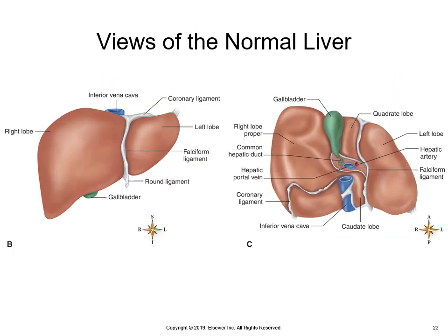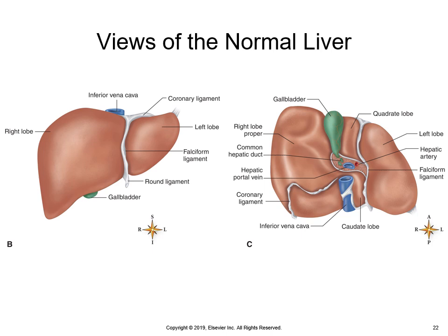All right, in this slide we are looking at two views, or two perspectives, of the liver in terms of the anatomy. This B image is the anterior view or the front view of the liver, and this C image is an inferior view or the underside of the liver. So some of the structures that are not visible from the front, we can see in the inferior view.